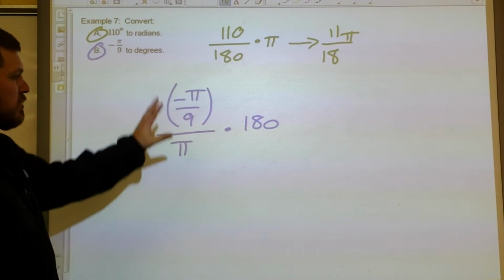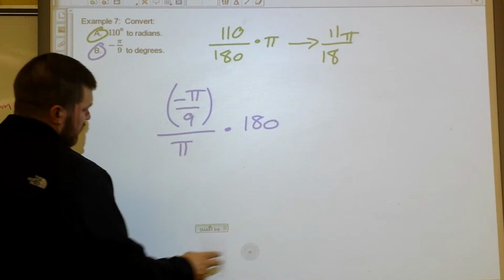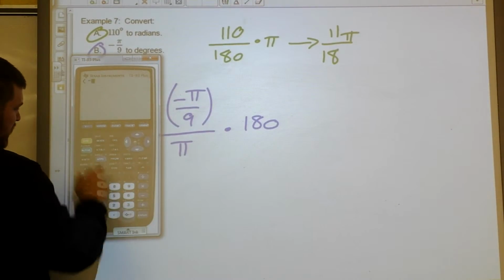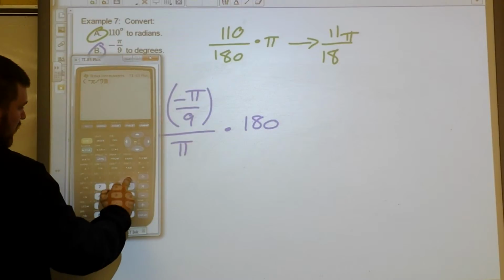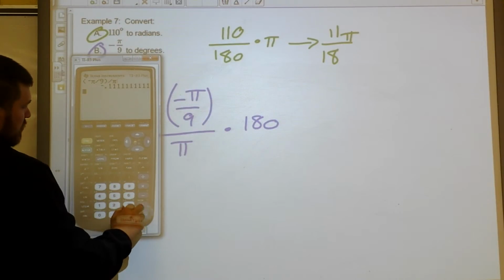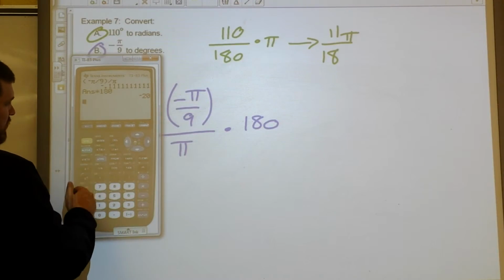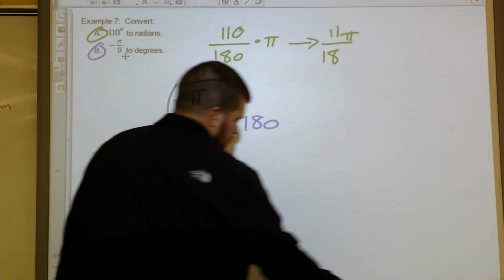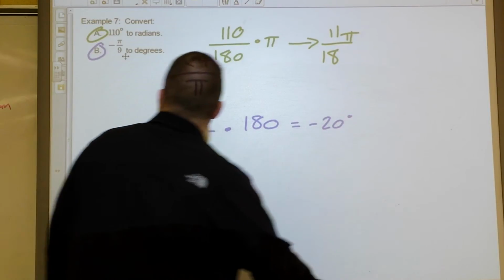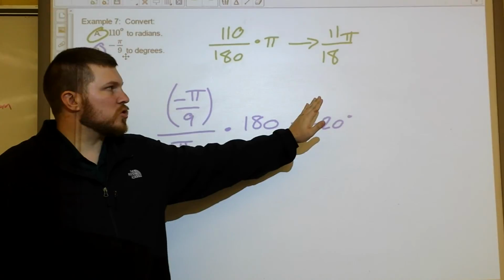Alright, so what I'm going to do is just type this in my calculator exactly the way it looks. Don't forget the parentheses where needed. So I have parentheses, negative pi divided by 9, divided by pi, times 180. And I get negative 20. And that's in degrees. So what this is saying is negative pi over 9 radians is equivalent to negative 20 degrees.